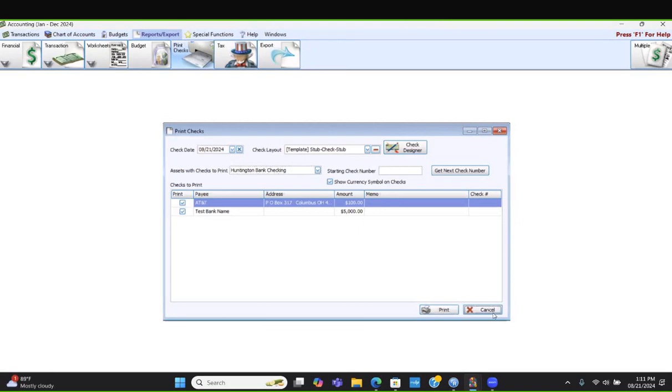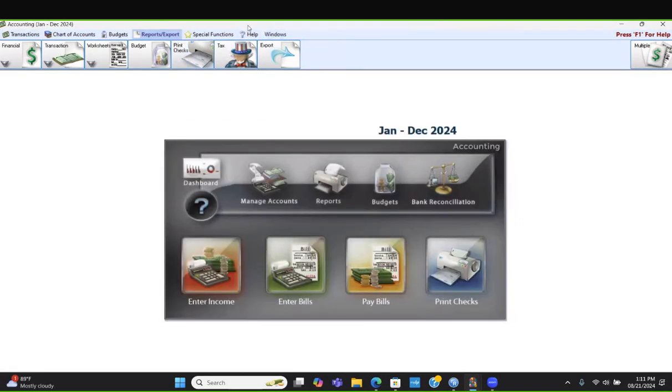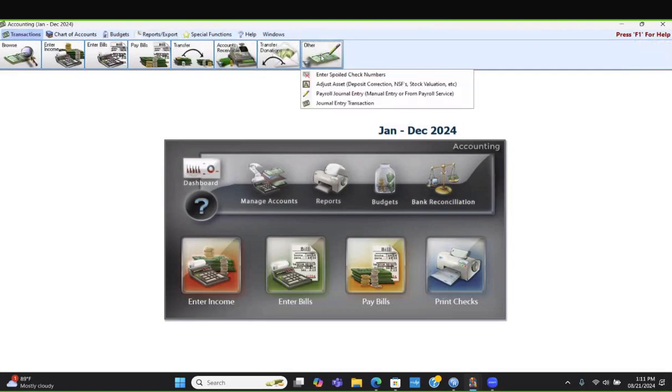All right. So moving on with about 9 or 10 minutes left here, transactions, other, and here we have our journal entry transaction. So here's what I'm talking about down here, the journal entry transaction. Just an FYI, folks, you've got another transaction up here called adjust asset, deposit correction, NSF checks, stock valuation changes, etc. That is also a journal entry.